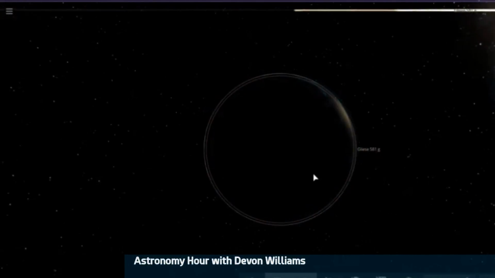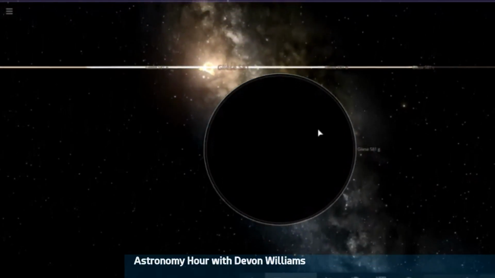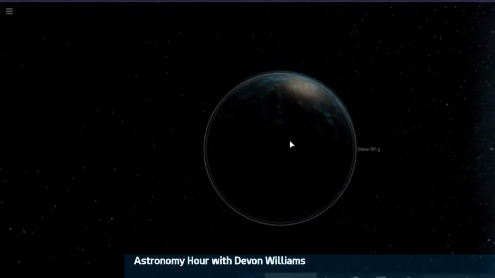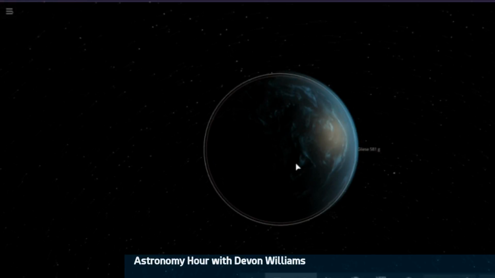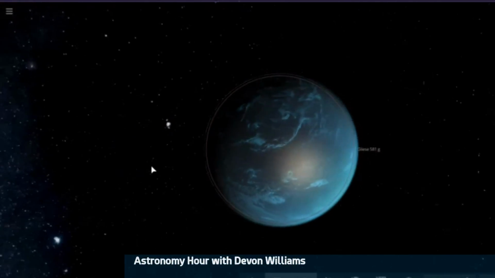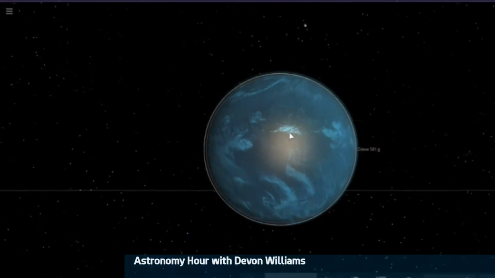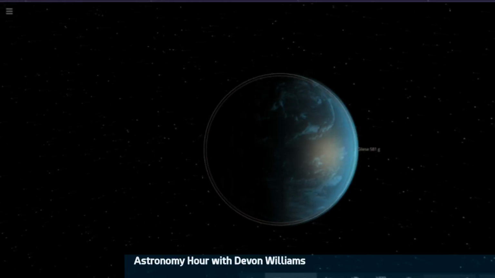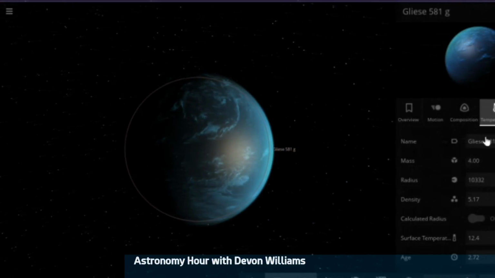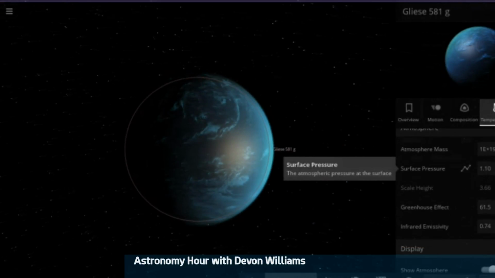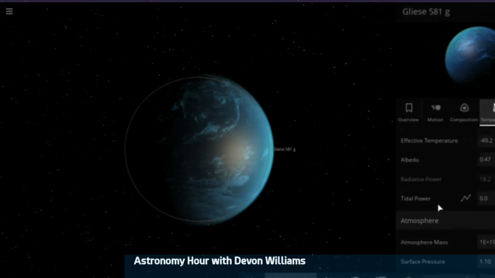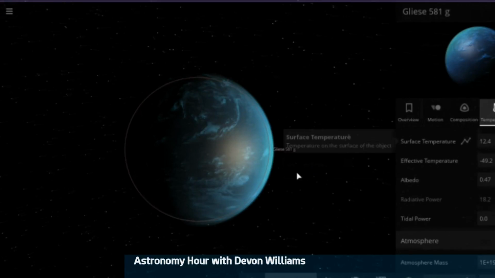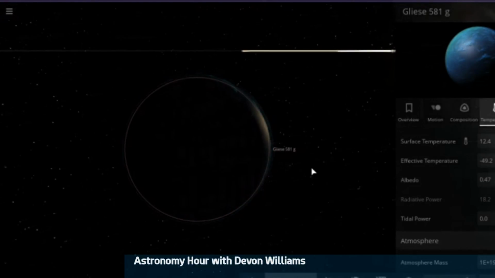This entire planetary system, Gliese 581, is only 22 light years away. So this would be one of the closest Earth-like planets if this were to ever be confirmed. 4 times the mass of the Earth, and as you can see, the temperature here is 12.4 degrees Celsius. And that's very similar to the Earth, with an Earth-like atmosphere and an Earth-like greenhouse effect and all that stuff.